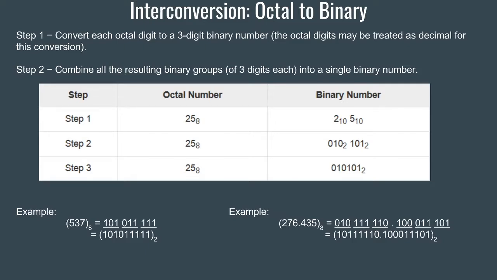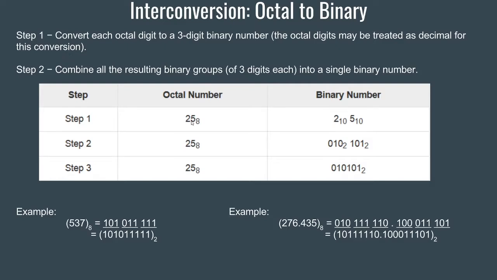Now that we are done with interconversion from decimal to all the other three number systems, it's time that we look at how to convert from octal to binary, octal to hexadecimal, hexadecimal to binary, binary to hexadecimal, and so on. First of all, we'll look at how to convert from octal to binary. So the first step in this conversion is to convert each octal digit to a 3-digit binary number. The octal digits may be treated as decimal for this conversion.